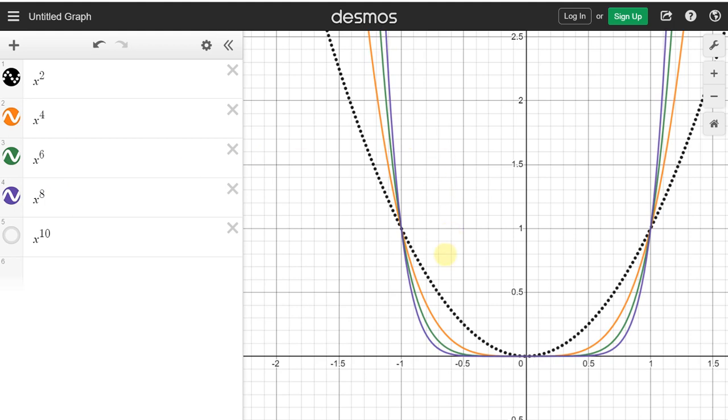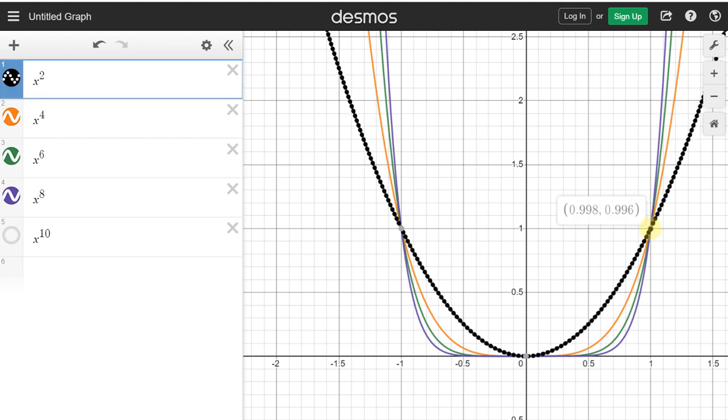I want you to notice the points where all of these shapes intersect. This is always the point (1, 1) and (negative 1, 1). That makes sense, right? If you plug 1 into any of these, you're going to get 1. If you plug negative 1 into any of these, you're still going to get 1. So that's why they all go through those points.